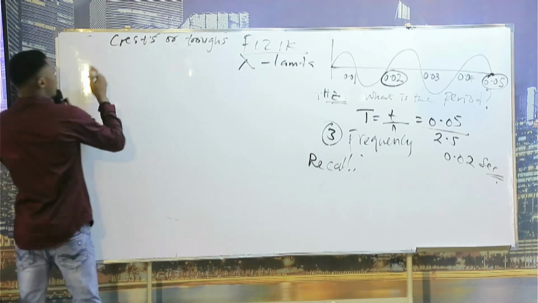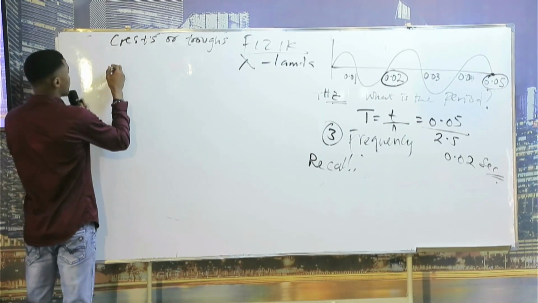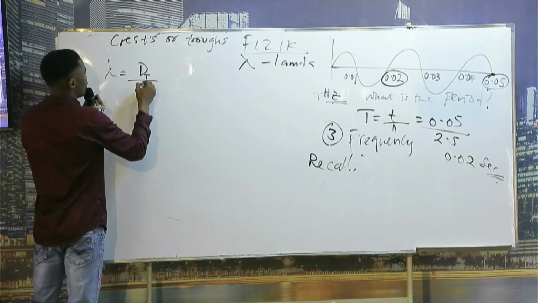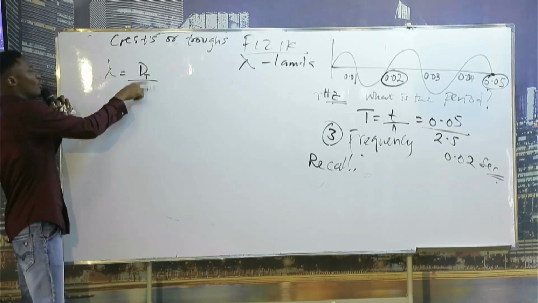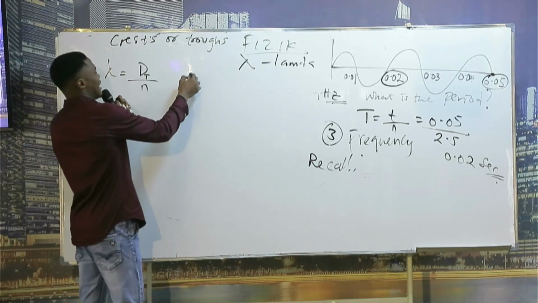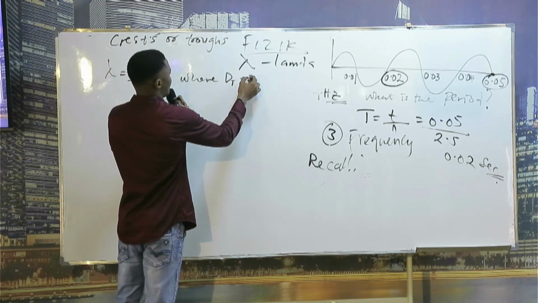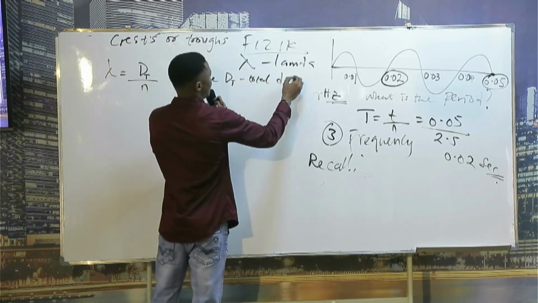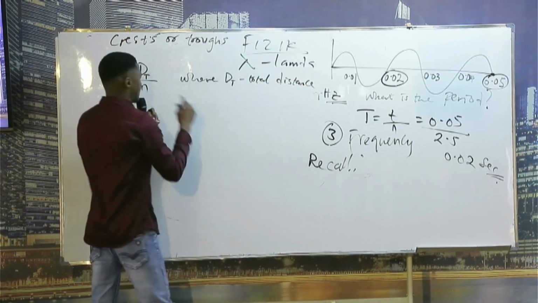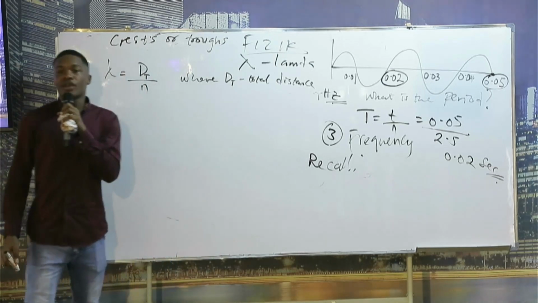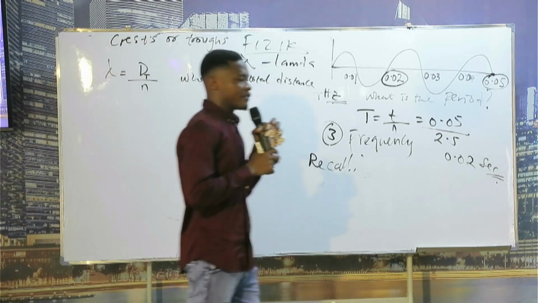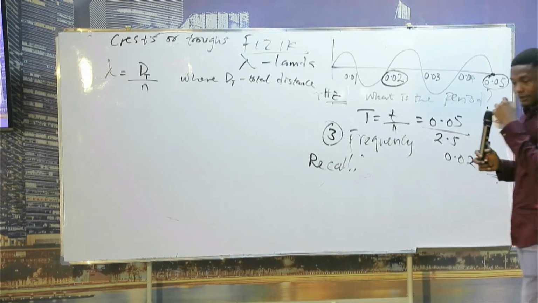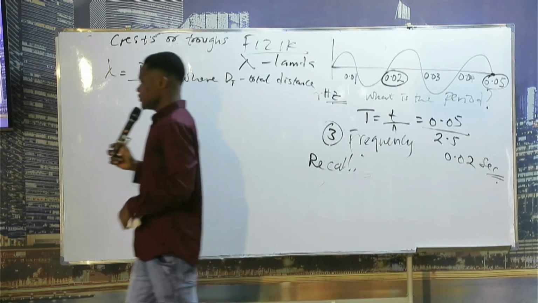Before we continue, write down mathematically: lambda is equal to d total over n, where d total is total distance and n is the number of cycles.